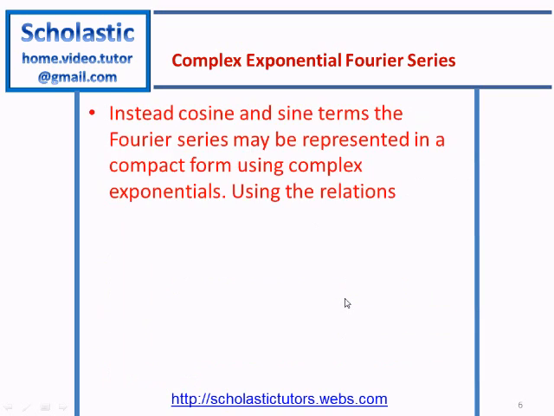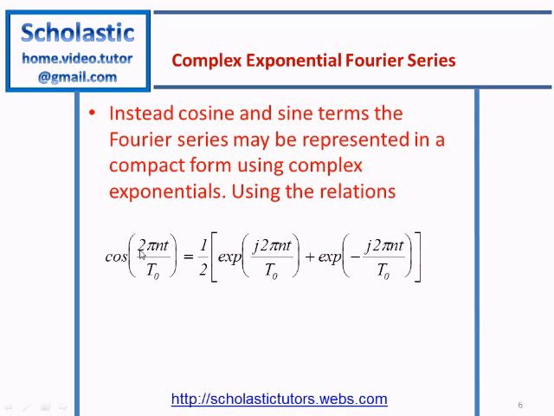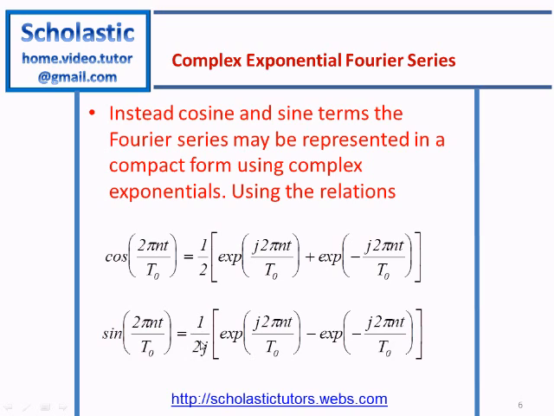In this case, what we are going to look at in complex exponential Fourier series is that instead of cosine and sine terms, the Fourier series may be represented in a compact form using complex exponentials. Using the relations which we know quite often, cos theta is equal to half of e to the j theta plus e to the minus j theta. In this case, theta is equal to 2 pi nt over T0, and the negative is minus j 2 pi nt over T0. This is for cos. And similarly, sine theta is equal to 1 over 2j times e to the j theta minus e to the minus j theta.